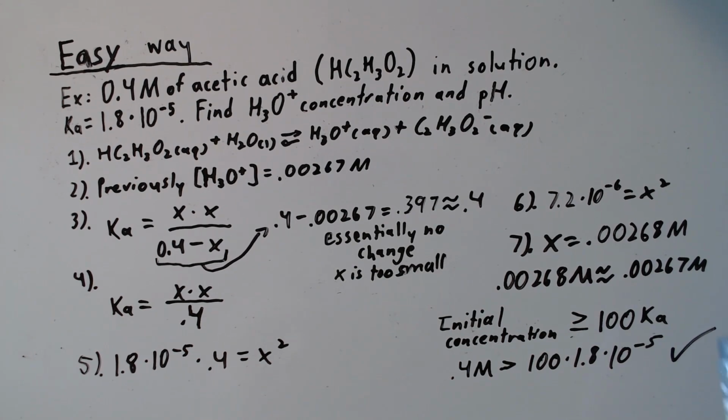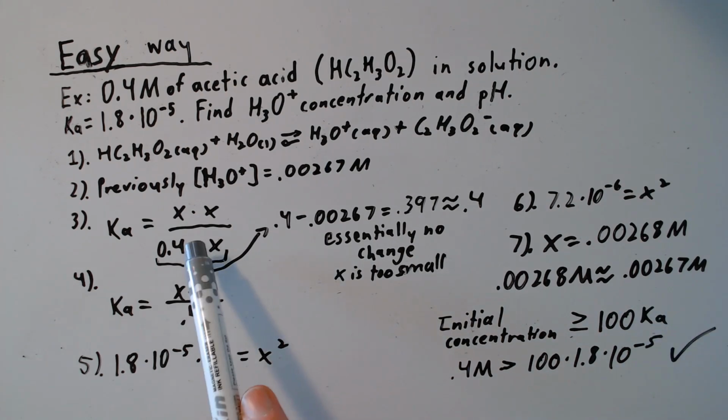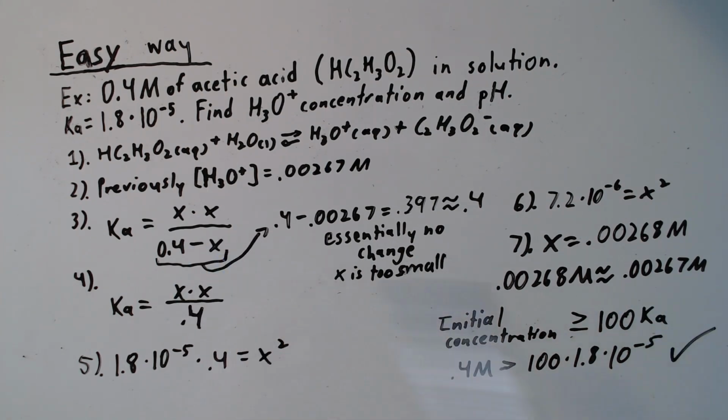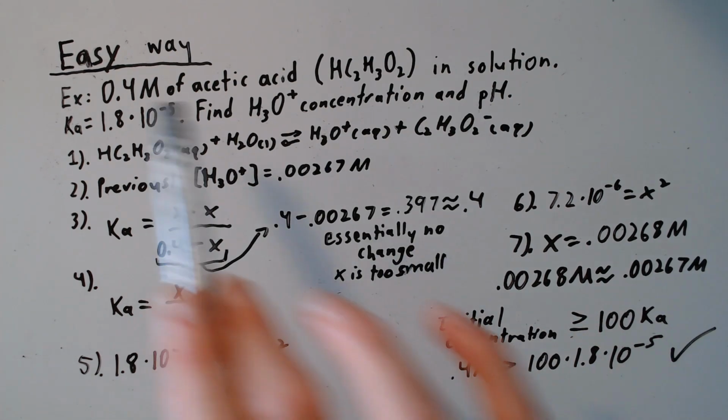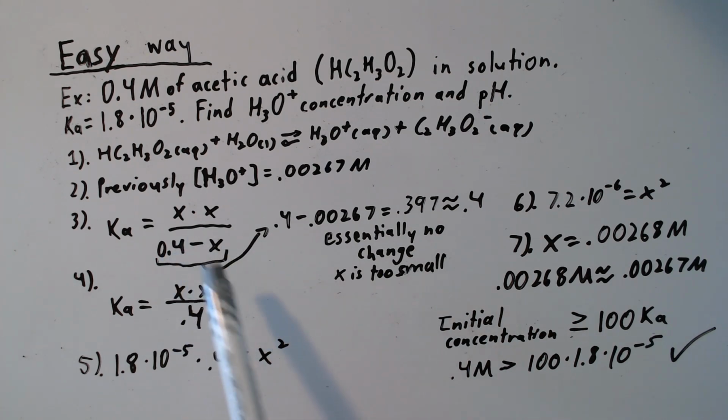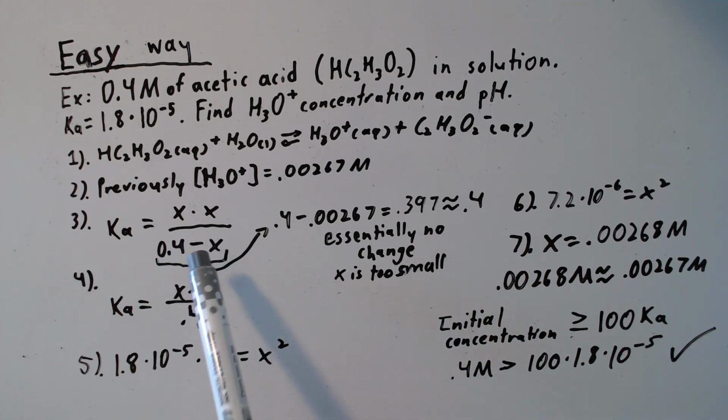0.00268 molar. It's slightly different from our previous answer of 0.00267 molar, because we took out this X on the bottom. But is it really that different? 0.00268 molar, it's basically the same as 0.00267 molar. It's so similar, and on the exams they usually accept both answers. So you can either solve it the quadratic way or this easy way where you don't need the X because it's just too darn small on the bottom.